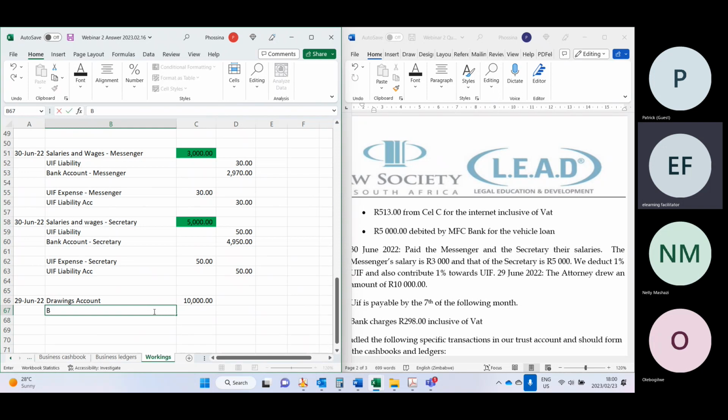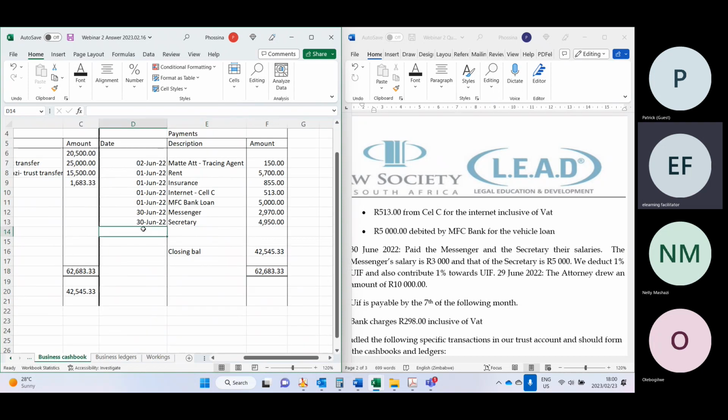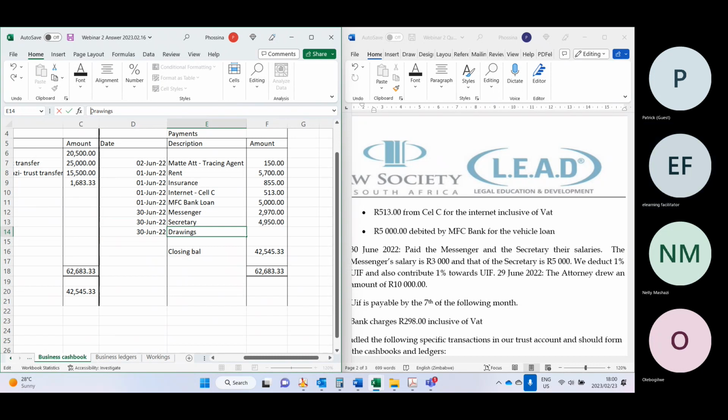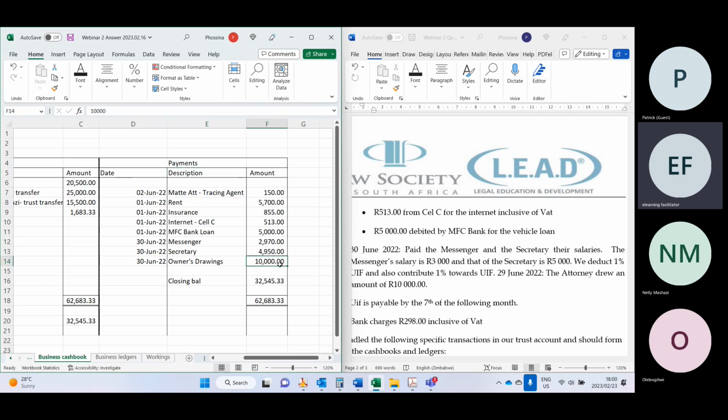And then we are going to credit our business bank. We are paying, so we pay 10,000. So this is how we record it. We go to our business bank. It's the owner's drawings. How much is it? 10,000. So we are paying out of the cash book, the owner's drawings.